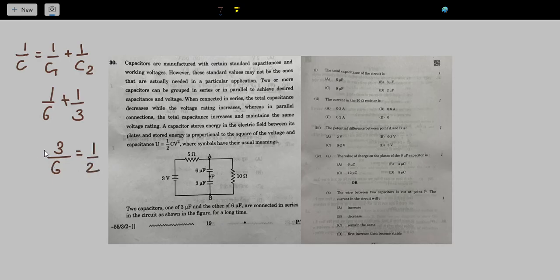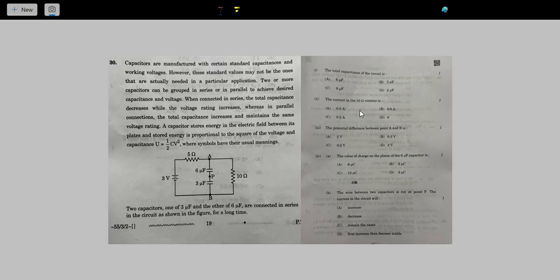So we can find the value of C, that would be equivalent to 2 microfarad, right? So the first answer would be equal to 2 microfarad. Okay, let's move to the second question.